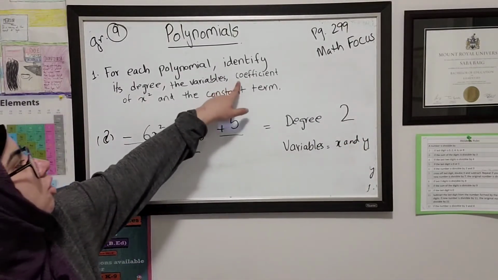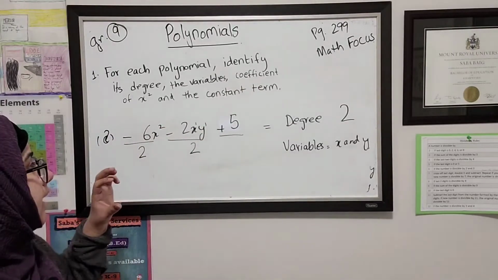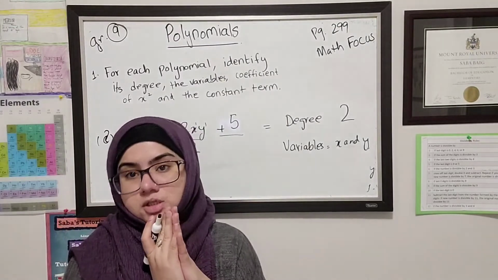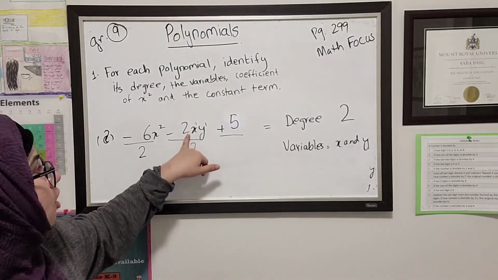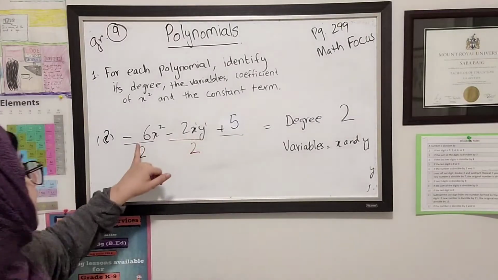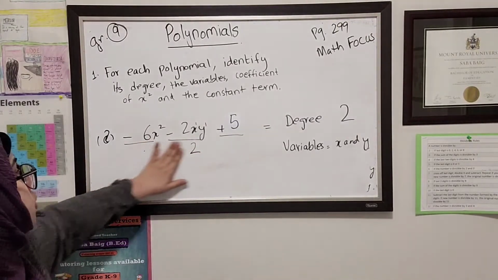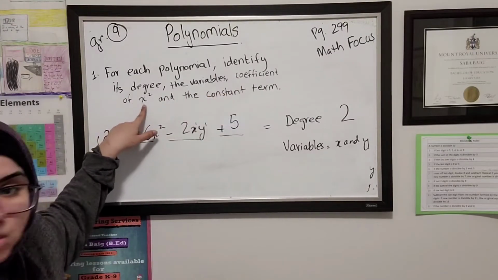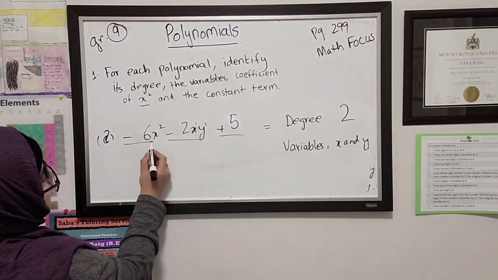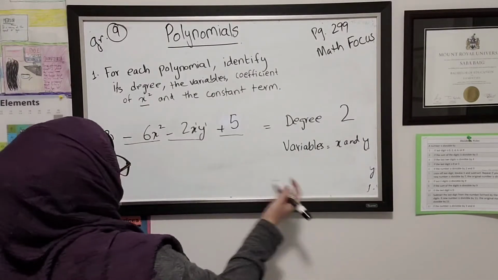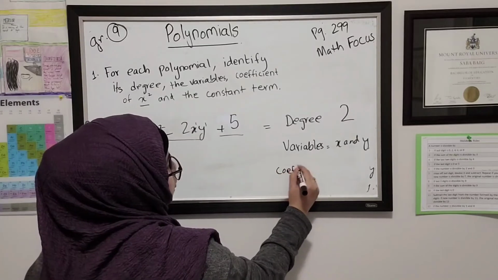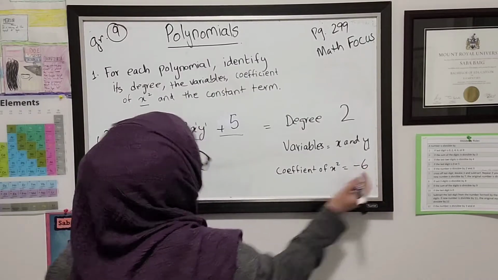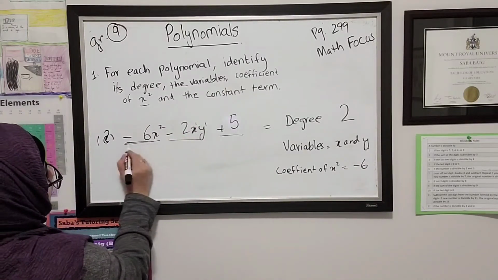Okay, now coefficient. Coefficient means any number that's attached to a variable. So here 2 is also a coefficient because it's attached to the x and y, and 6 is also a coefficient because it's attached to x. But they ask what is the coefficient of only x squared. So the coefficient of x squared is negative 6. You can see this is the coefficient of x squared.